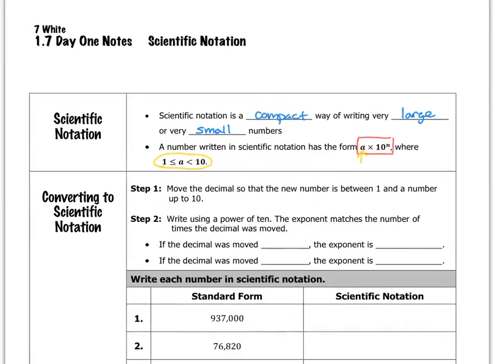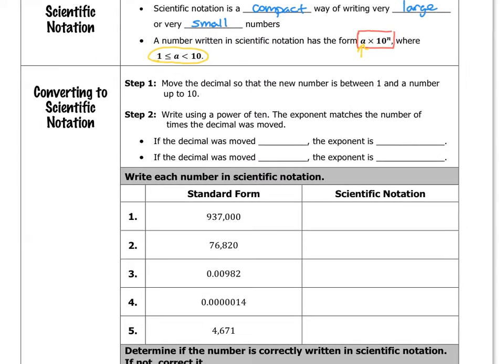So we're going to practice several problems here where we're going to take either a really large or really small number and convert it to scientific notation. And the nice thing is, all you have to do is move the decimal point and be able to count. So to go from what we call standard form, that would be the regular form for a number, to scientific notation, you have to follow these two steps. The first step is to move the decimal so that the new number is between 1 and 10. Again, it has to be a single-digit number.